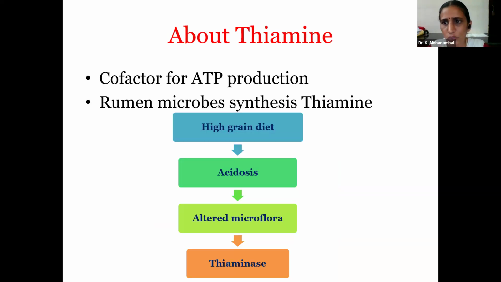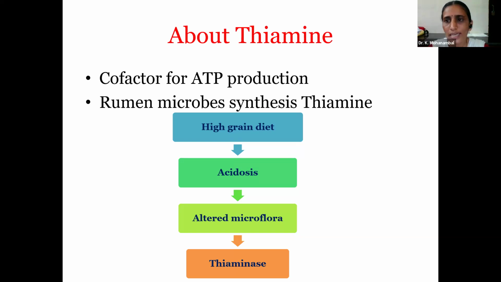Why is thiamine so important? Because thiamine is the cofactor for ATP production, and for glucose metabolism of the brain, thiamine is much needed. In energy metabolism, thiamine is the main source, and for neurological functioning, thiamine is a very important vitamin.